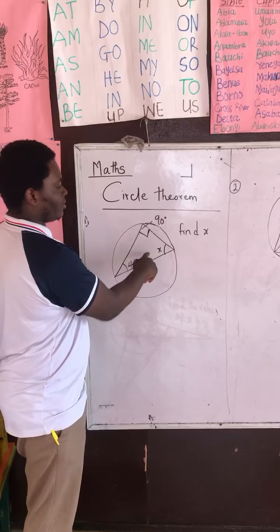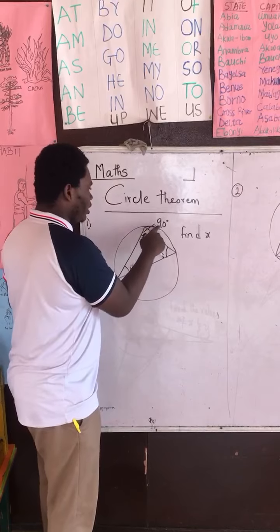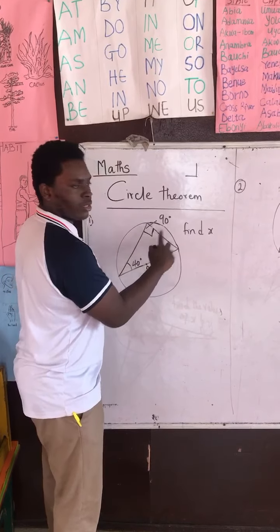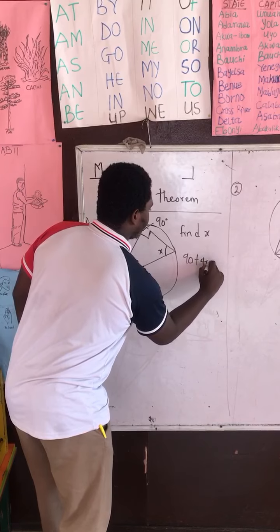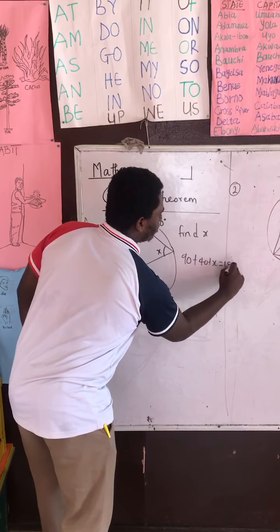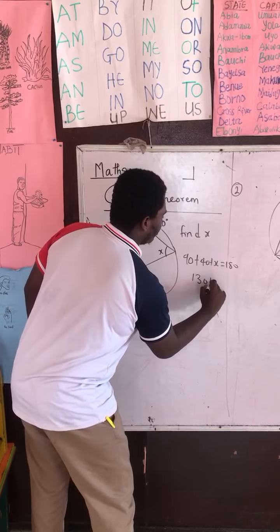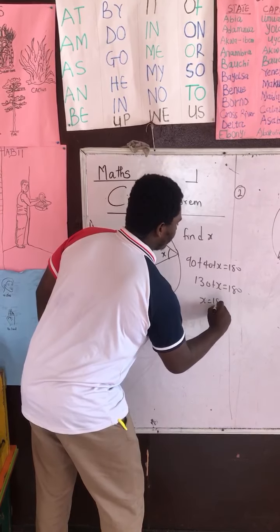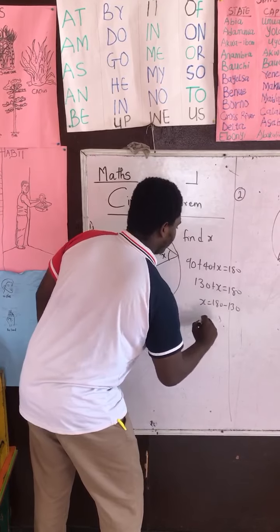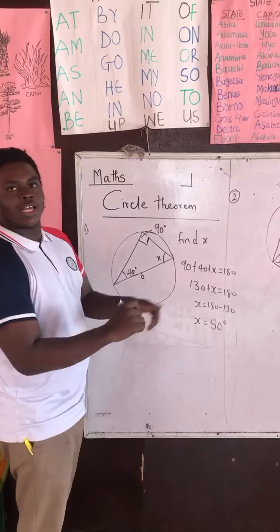So how do we find x? Sum of angles in a triangle is equal to 180. This plus this equals to what? 180. 90 plus 40 plus x is equal to what? 180. This plus this is what? 130. 130 plus x is equal to what? 180. So x is equal to 180 minus 130. X is equal to what? 50 degrees. As simple as that.